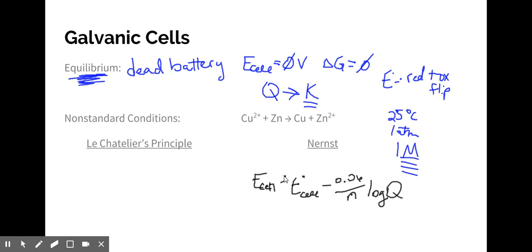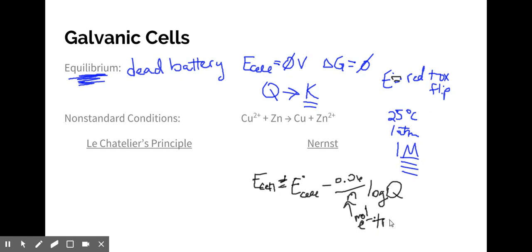Okay, so let's explain what all of this means. That is an equal sign right there. This E cell right here is your non-standard conditions E cell. This E naught cell is your standard conditions E cell, which is what we find from reduced plus oxidized flipped. Okay, so that is what we find from those E cell values. 0.06 is just a constant. N stands for moles of electrons transferred.